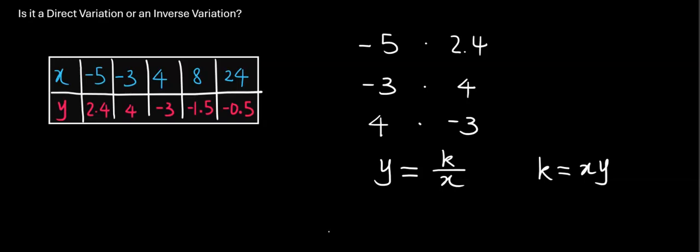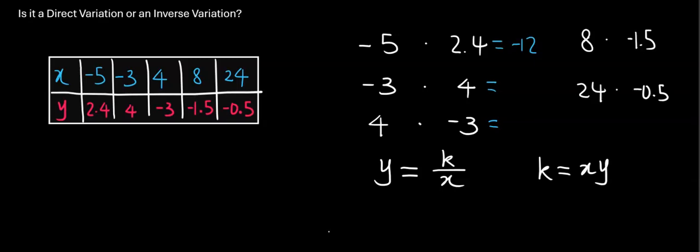And I'm going to write down here 8 times -1.5 and 24 times -0.5. Okay, we're going to find the product. I already calculated before this video, so you can save your time. The first one, I have -12.